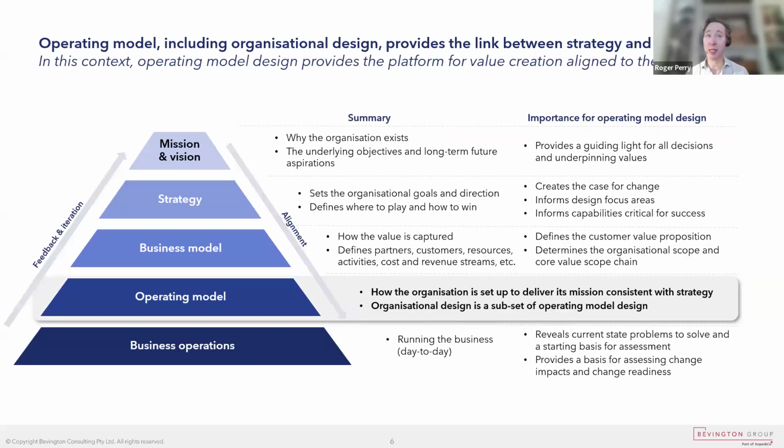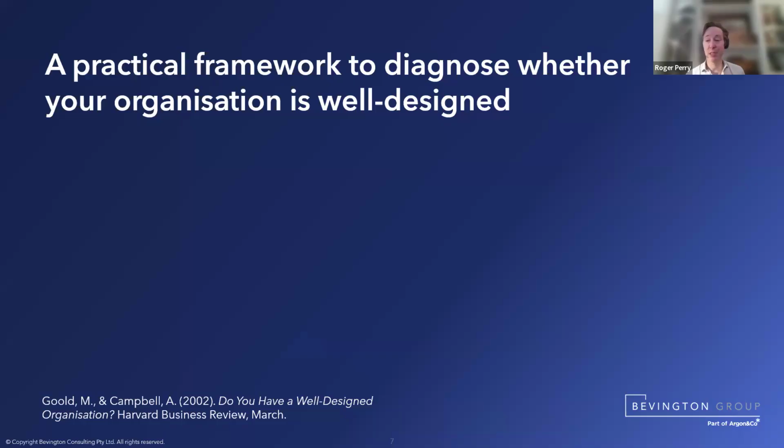So within context, just to put it in context, you would start with your mission and vision, of course, build out strategy. Business model is how value is captured. If you're a business, how do you make money? If you're a government entity, how do you deliver community value? Then the operating model and org design fits within that operating model layer. So that's what we're talking about today.